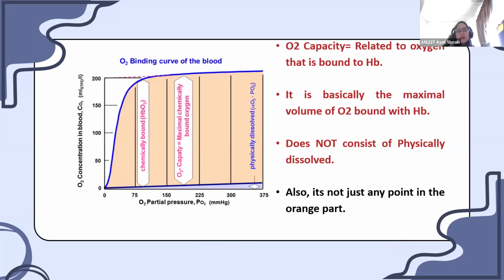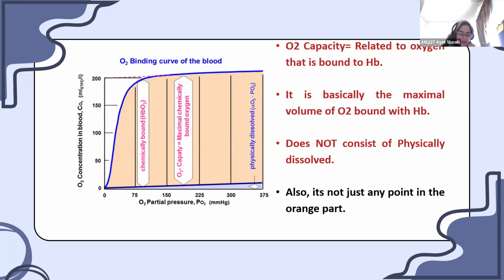Another term that the doctor talked about was O2 capacity. O2 capacity is basically related to oxygen that is bound to hemoglobin. It's when you have so much O2 that you completely saturate all of the hemoglobin. It's the maximum volume of O2 that can be bound to hemoglobin. After this, you cannot bind with hemoglobin anymore because you occupied all of the binding sites. So all your capacity is basically filled by oxygen. There's nothing you can do.